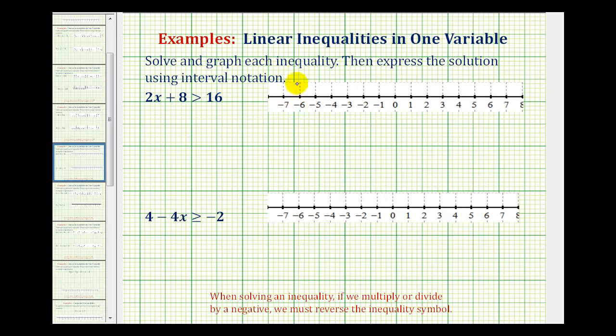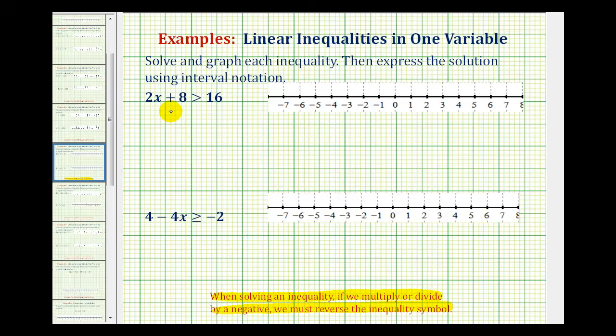We want to solve and graph each inequality and then express the solution using interval notation. And we solve a linear inequality in the exact same way that we solve an equation, except when solving an inequality, if we multiply or divide by a negative number, we must reverse the inequality symbol.